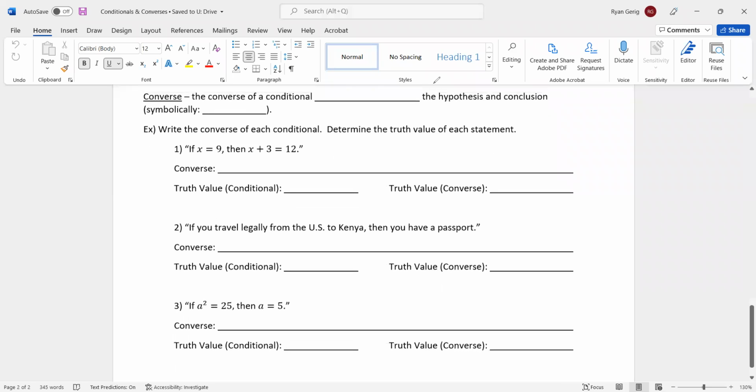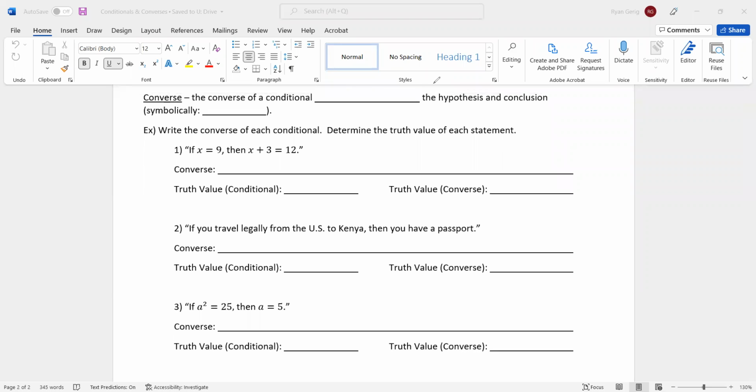Converses. Okay. There are 5 types of conditional statements. The conditional is the first. The original conditional is what you'll hear me say. Converse is the second type. The converse is still a conditional statement, but what it does is it switches the hypothesis and conclusion. Okay. So symbolically, what you'll see written is Q, then P. If Q, then P. So write the converse of each conditional and then determine the truth value of each statement.